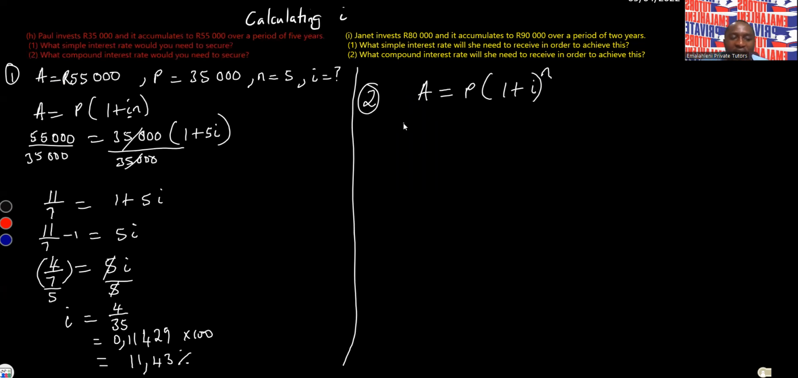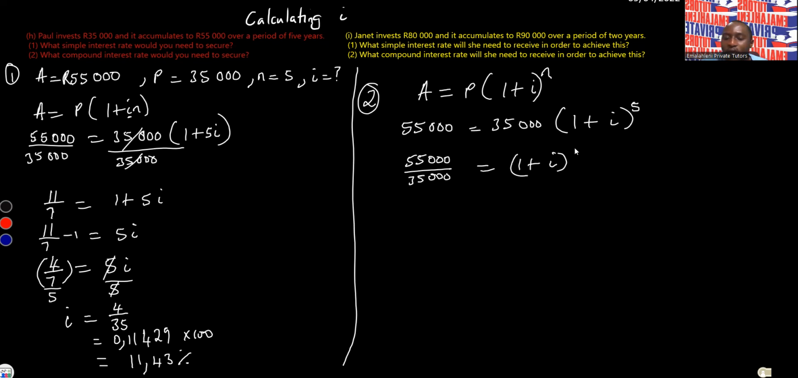So what we're going to do here, we're going to write it again. 55,000 over 35,000 is equals to 35,000 in bracket 1 plus i, that we are looking for, to the power of how many years? 5. Now we're going to divide both sides here. 55,000 divided by 35,000 is equals to 1 plus i to the power of 5. Now here what we get is 11 over 7. Remember, 11 over 7, we did it this side. So it's going to be 1 plus our i to the power of 5.